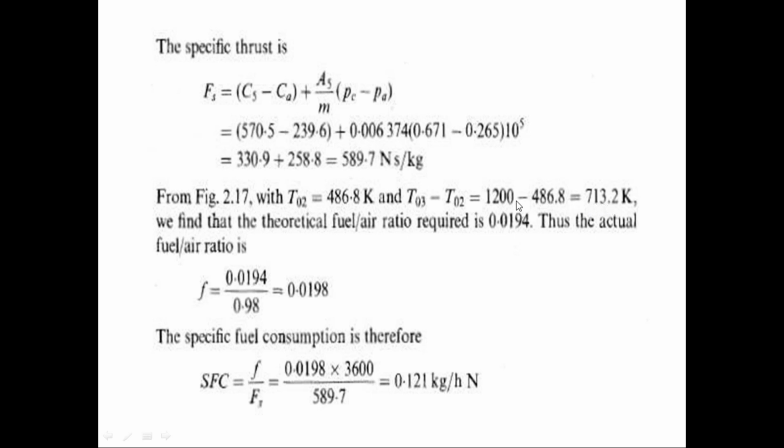From this figure, you can find out the theoretical fuel air ratio, which comes out to be 0.0194, and from there you can find out the actual fuel air ratio, which is the theoretical fuel air ratio divided by the combustion efficiency. So the actual fuel air ratio is 0.0198, and the specific fuel consumption will become equal to actual fuel air ratio divided by the specific thrust, multiplied by 3600. So this will give you the value in terms of hour, not second. So specific fuel consumption will become equal to 0.121 kg per hour into Newton.